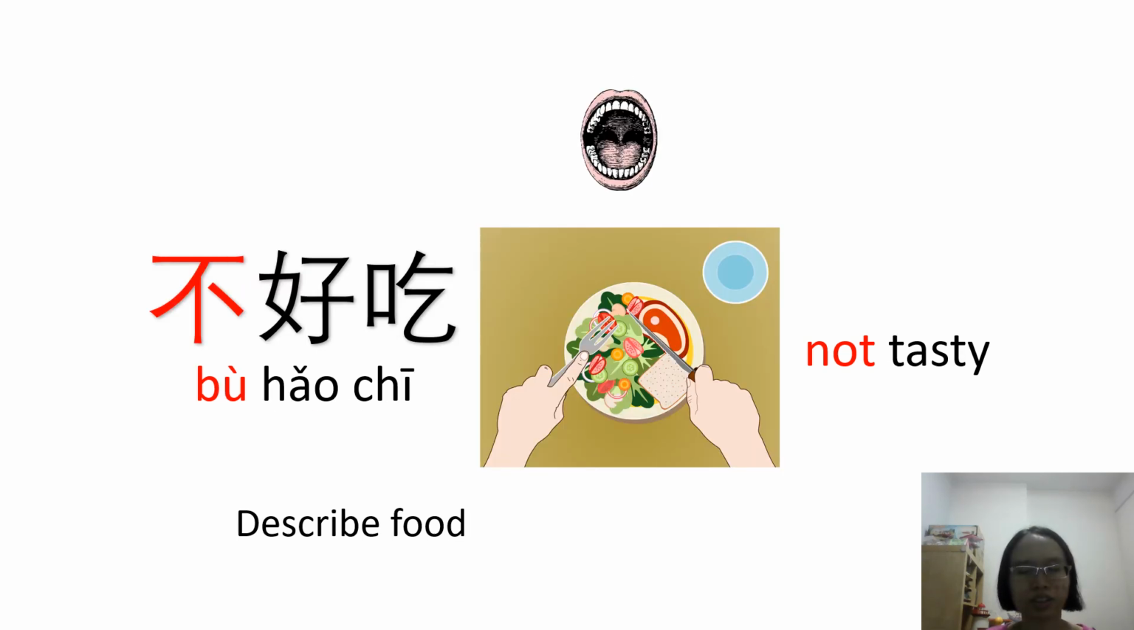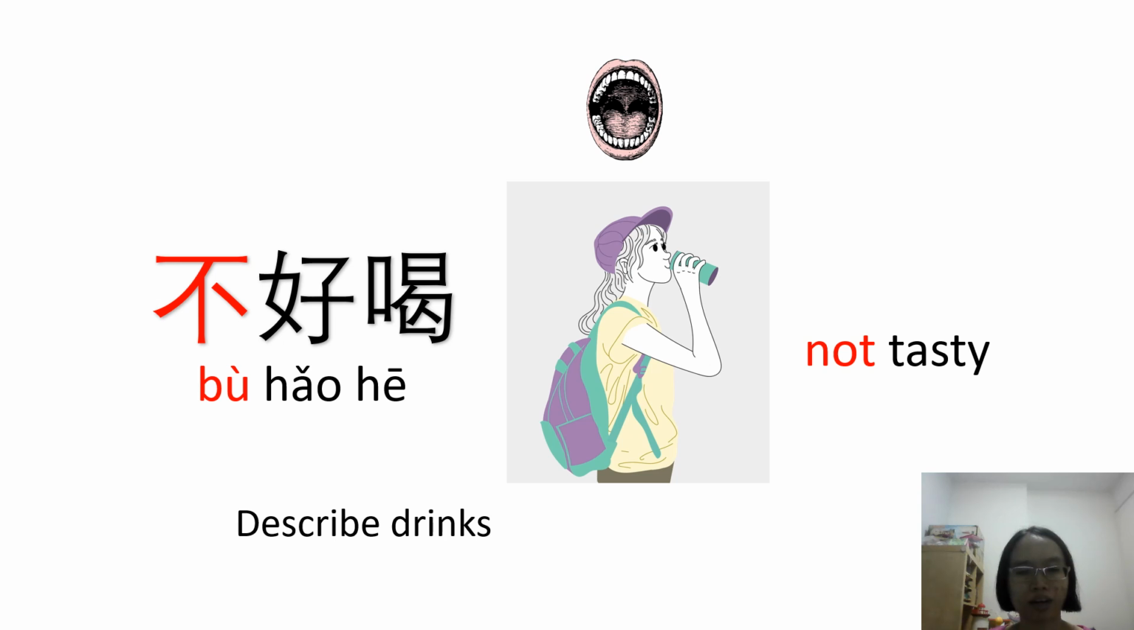Instead of 好吃, so tasty, when you add 不, it becomes 不好吃, which means not tasty. Instead of 好喝, so tasty, when you add 不, it becomes 不好喝, which means not tasty.